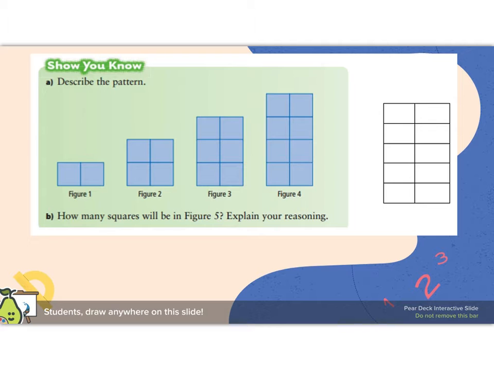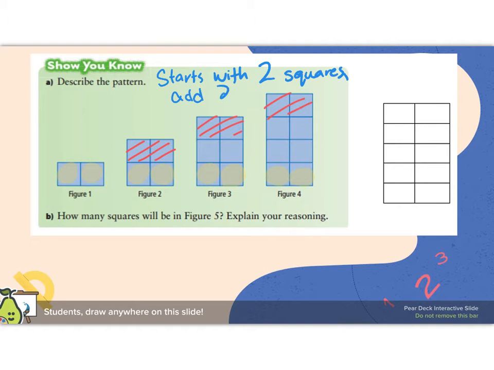So if I take my highlighter, let's imagine these two original squares. I could imagine that they are here the whole time. And so each time, if I was to take a look at what's happening, it's growing two more on top, two more on top, two more on top. So to describe it, I would say it starts with two squares and add two each time on top.